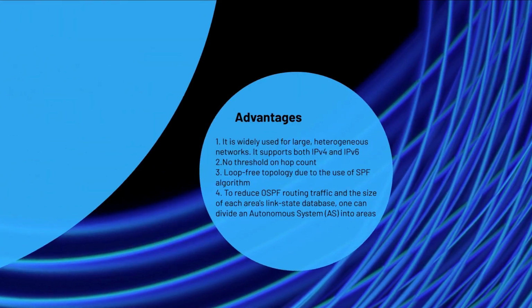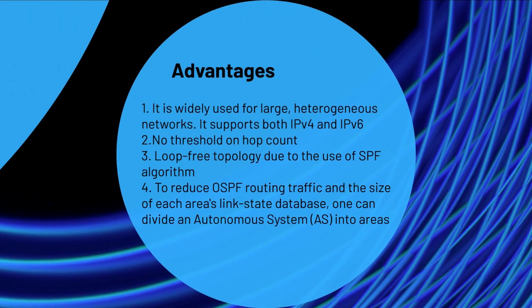Let's look at some of the advantages of this protocol. It is widely used for large heterogeneous networks. It supports both IPv4 and IPv6. No threshold on hop count. Loop-free topology due to the use of SPF algorithm. To reduce OSPF routing traffic and the size of each area's link state database, one can divide an AS into areas.